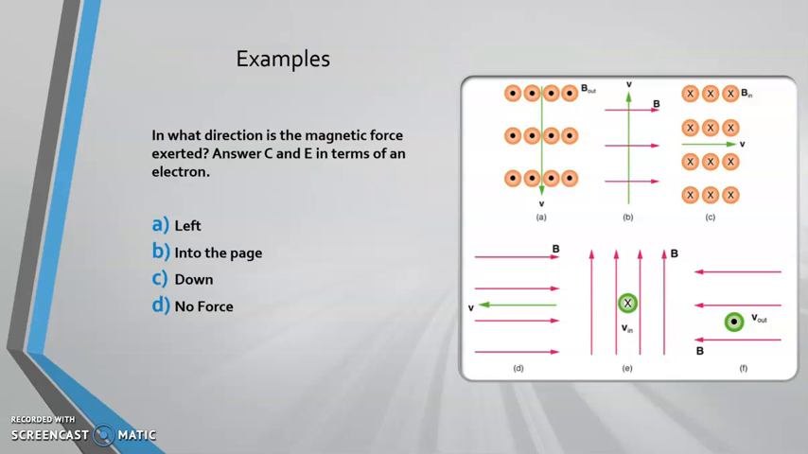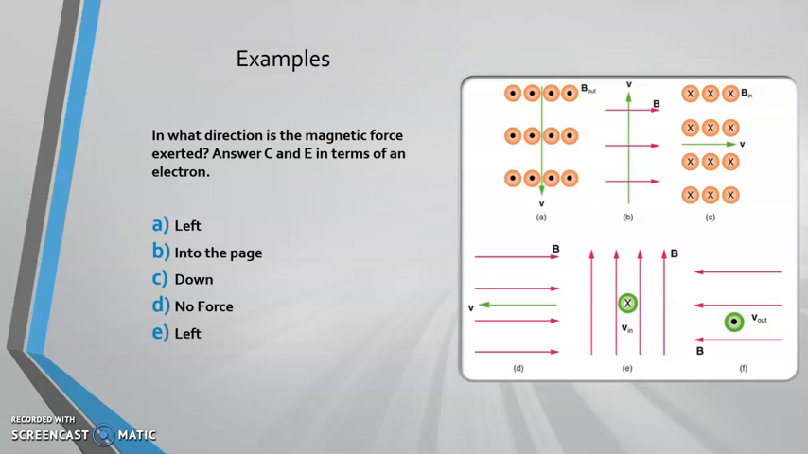Okay, so letter E, we're going to answer this in terms of an electron as well. So let's point our thumb into the page, into the screen. And now our magnetic field is going upwards. So go ahead and point your middle finger out. Where is it pointing? Is it pointing to the right? That is the answer in terms of a proton. So an electron would be to the left. Okay, I think you guys got it.